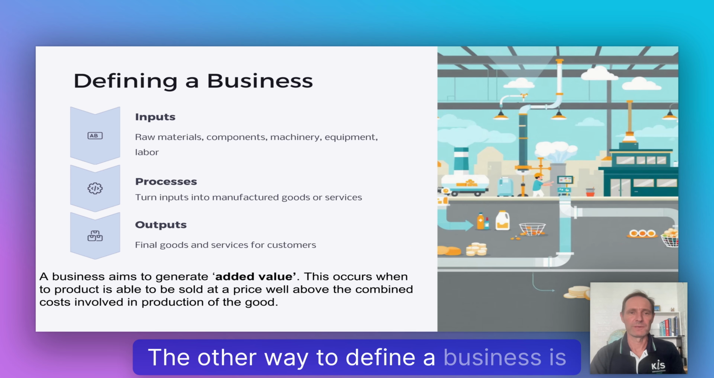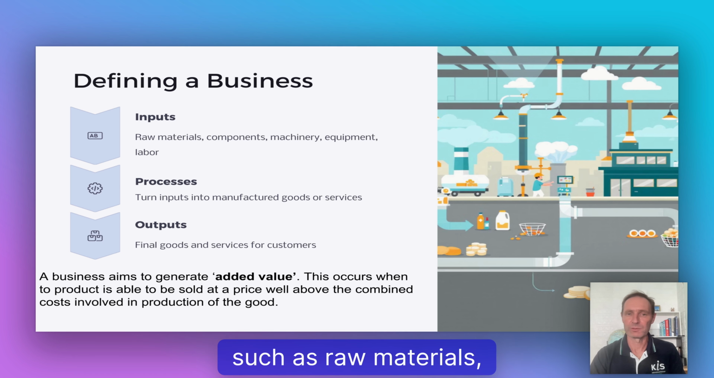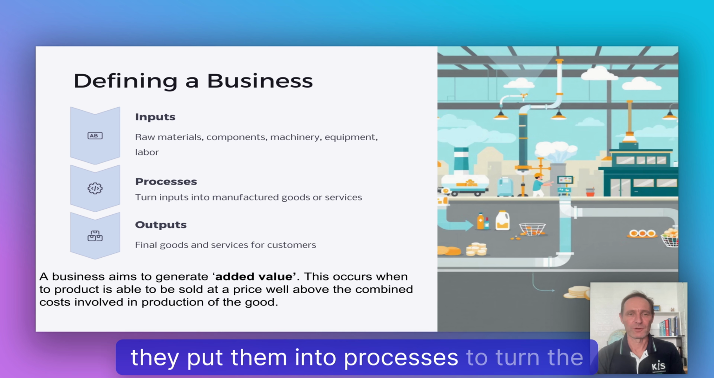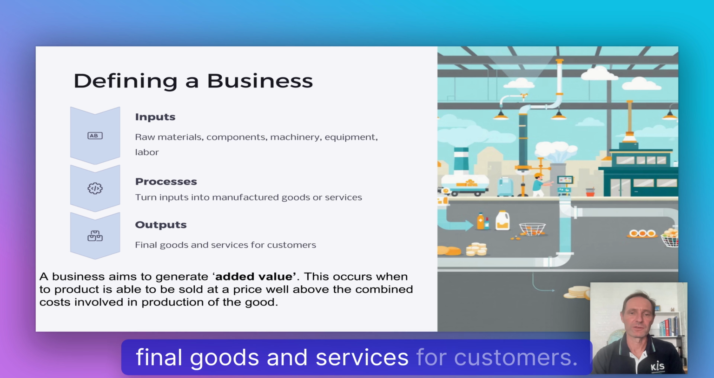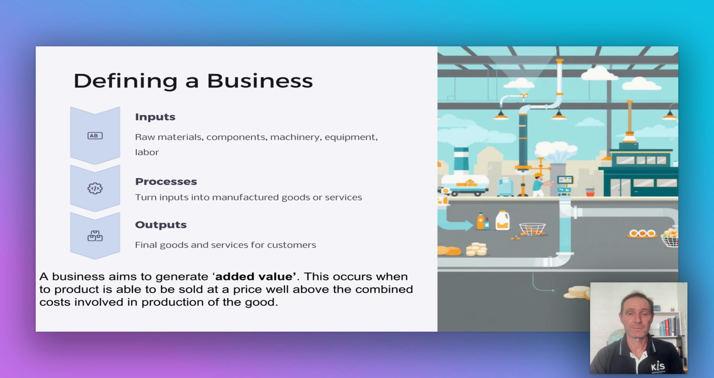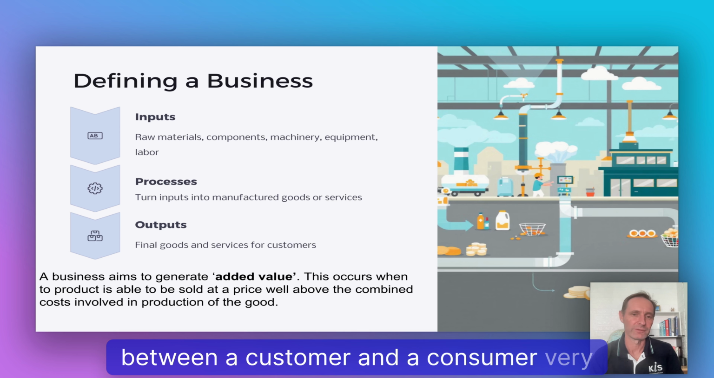The other way to define a business is that it's an organization that uses inputs such as raw materials, components, machinery, equipment, or labor, or always labor, as well as processes. So they use the inputs, they put them into processes to turn the inputs into manufactured goods or, in many cases, services. So those final goods and services are the outputs, final goods and services for customers. We often call them consumers, and we'll get into the difference between a customer and a consumer very shortly.